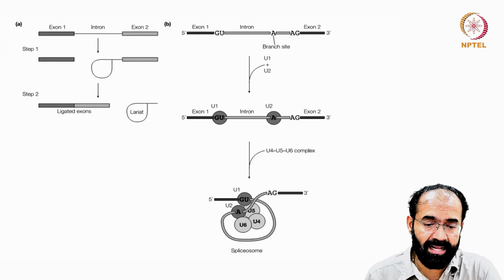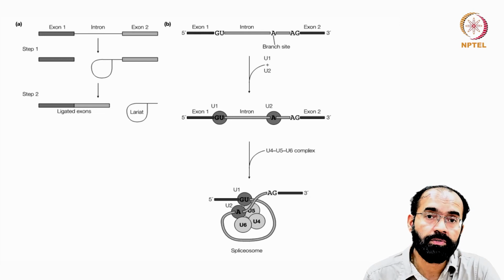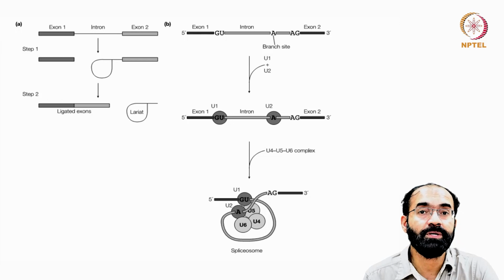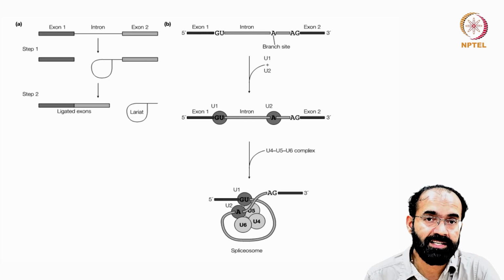U1 and U2 snRNA come and occupy the exon-intron boundary here and then the branch point. This pairing is also important for the proper folding of the intron, because as I told you, introns can be huge. They can be thousands of kilobases, much larger than the exons. So if the ends have to come closer, the RNA that contains the intron sequence has to fold, which is assisted by the spliceosome, so that the trans-esterification reactions can happen smoothly.